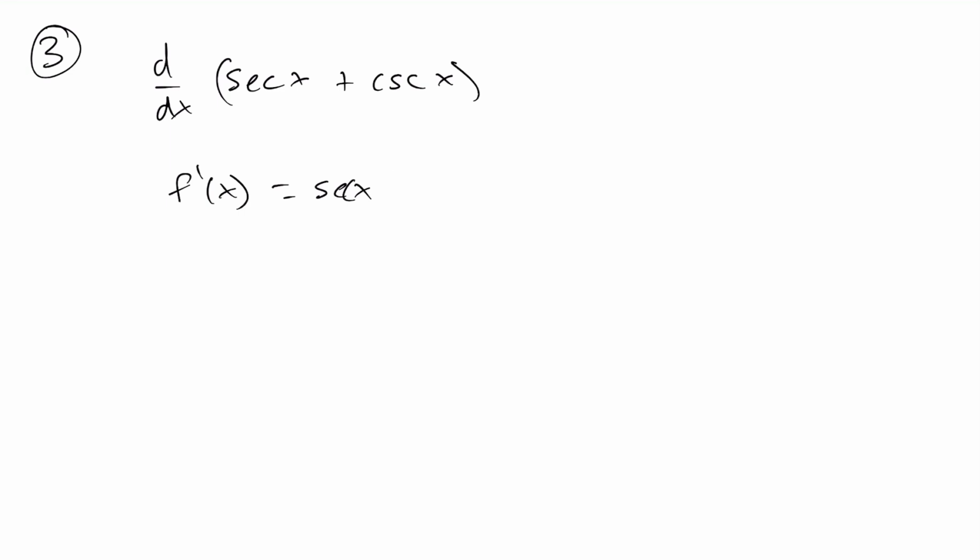2 more problems. If I were to tell you to find the derivative of secant x plus cosecant x, what would it be? Well, as we said earlier, the derivative of secant x is always secant x times tan x and then the derivative of cosecant x is negative cosecant x times cotangent x.